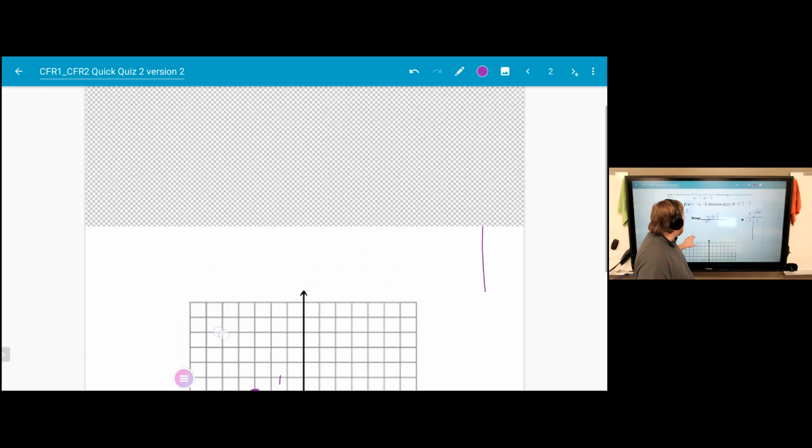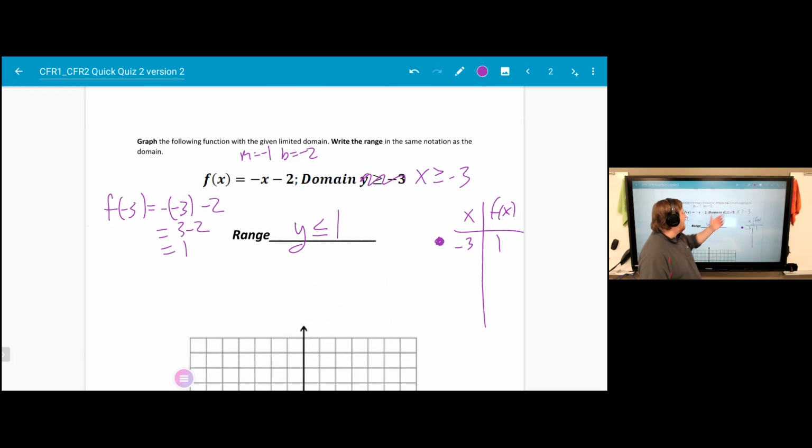So I also have to take, and again, this was writing the range in the same notation as the domain. This was inequality notation. So I end up with my range, the biggest value is 1. It's got to go all the way down, or y is less than or equal to 1.